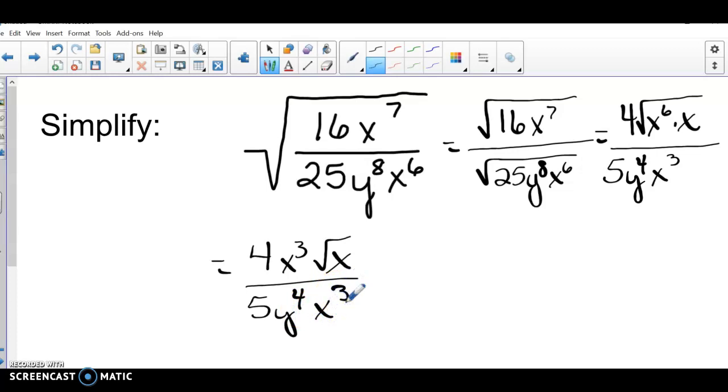Look at it and see if you think we're finished. Hopefully you decided we're not finished because we have an x cubed on top and the bottom, so they cancel each other out. So you end up with 4 times the square root of x over 5y to the 4th. Can't reduce 4 over 5. You can't do anything else with your radical, so that is simplified.